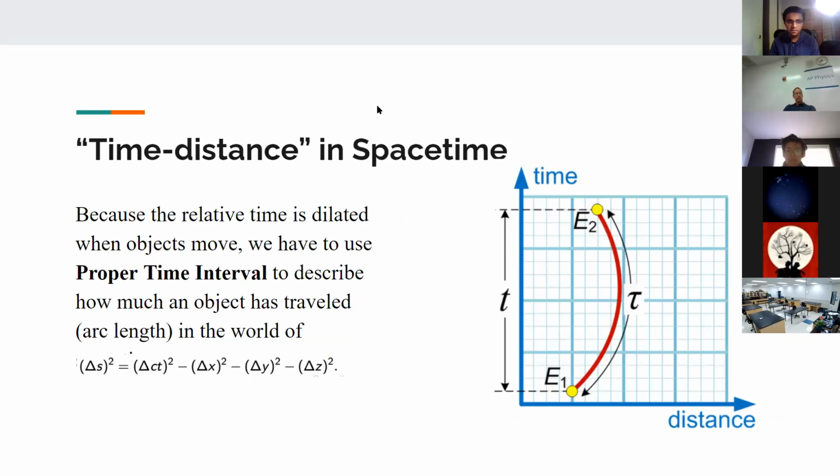Because we know time is dilated if an object is traveling, and in three-dimensional space the distance between two points can be calculated through the Pythagorean theorem, but in space-time we have to use another concept. It's called the proper time interval, to describe the arc length or the distance in space-time, and it is calculated through this formula. Let's go to the next slide.